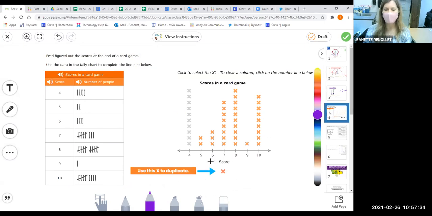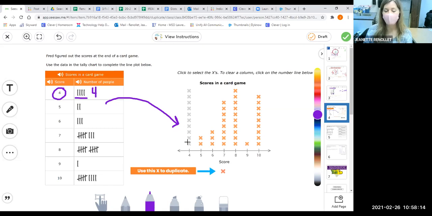I notice X's are placed on the line plot except for 4. Except for 4. 4 is not done. They're kind of grayed out for us. So let's finish it. Look at our frequency chart at the score of 4. At the end of the game, how many people scored 4 points? Our chart tells us that 4 people scored 4. So going over to the graph, we need to put 4 X's to represent those 4 people.